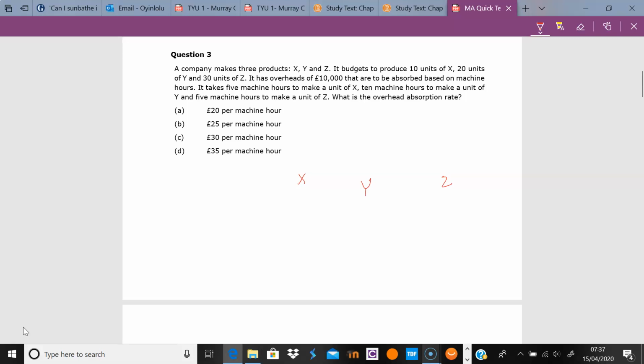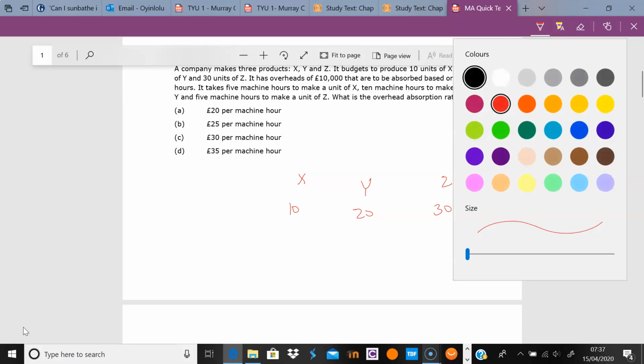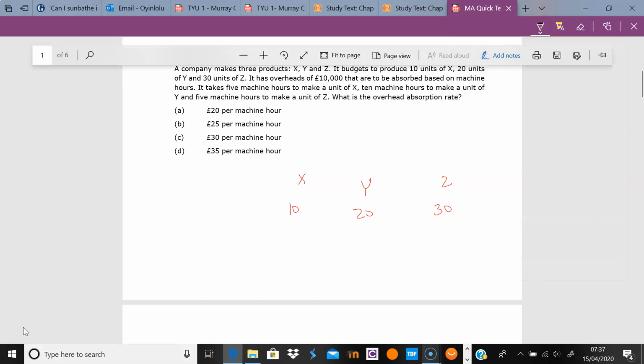So here it tells us that to make budgets to produce, you have 10 units of X, 20 units of Y, and 30 units of Z. And then it tells us that it takes 5 hours to make a unit of X, and 10 hours to make a unit of Y. That's right, yes, and 5 hours to make a unit of Z. And it's telling us you have £10,000 overall, this is all budgeted, but it's the same principle.